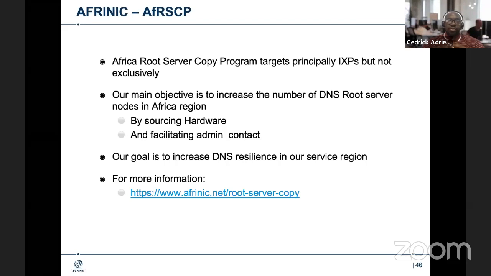But knowing also our region of service, which is Africa, IXPs are not always present in all the countries. So that is the reason why we also work with other people. And the main objective is to increase the number of nodes in our region, Africa, and we do so by supporting the purchase of hardware and also facilitating all the admin and contact part.